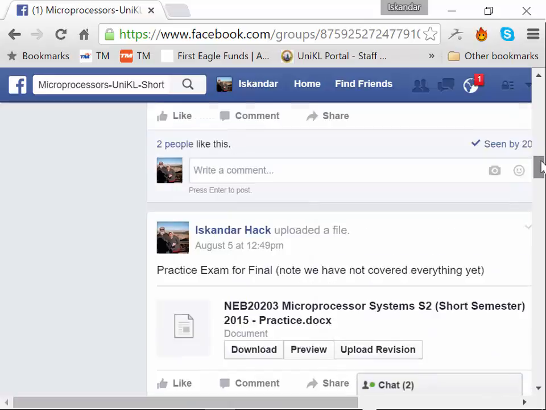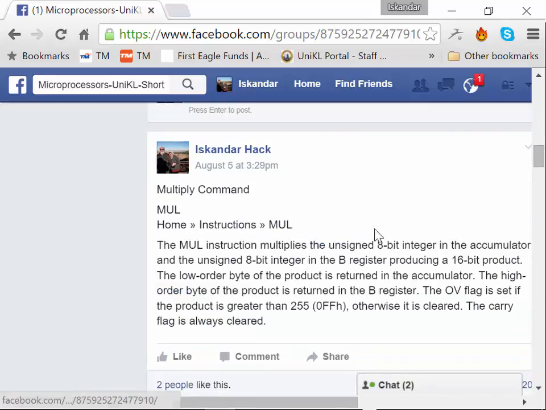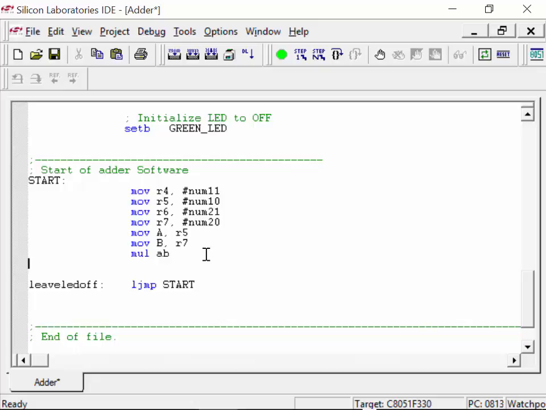Okay. Here's the multiply command right there. So I'm just pulling this off of here. It multiplies the 8-bit number in the accumulator and the B register. The low 8 is returned in the accumulator. The high order byte is stored in the B register. And the command is just simply MUL AB. So let's look at what happens when we just run this right here.